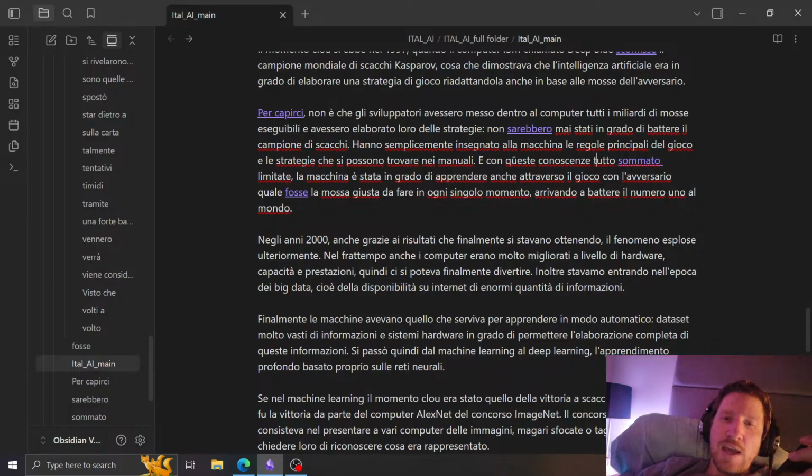Okay. So it's like e con queste conoscenze limitate. But it's missing an auxiliary verb, isn't it? Isn't it missing e con queste conoscenze? Oh, so limitate is an adjective here. Isn't it an adjective?